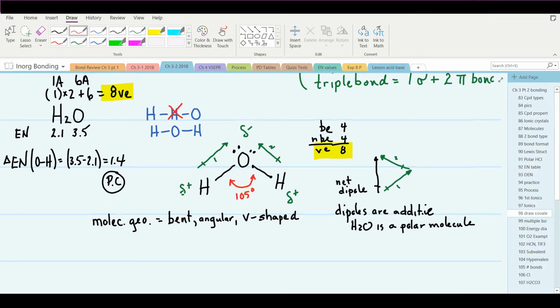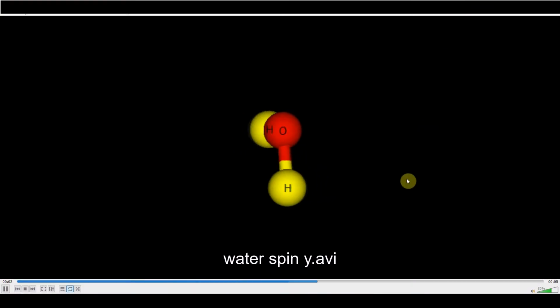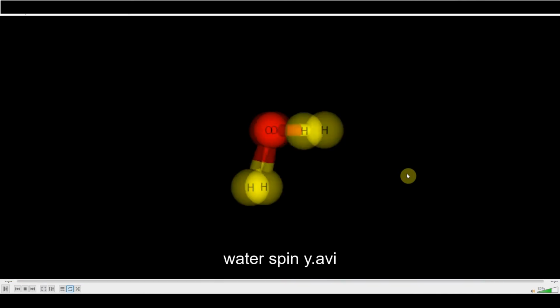Let's take a look at an animation of a water molecule. So the molecule definitely is bent.